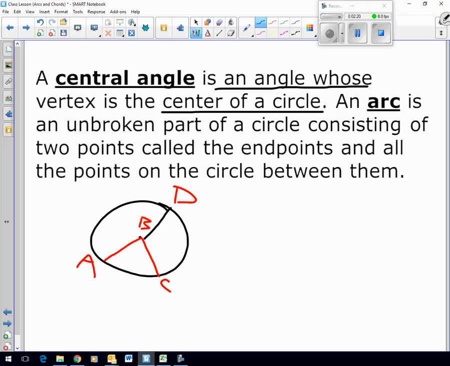So cool. Okay, anyway. An arc is an unbroken part of a circle consisting of two points called the endpoints and all the points on the circle between them. Really lengthy definition for something that's not that difficult. Here is an arc. An arc is the distance, the measurement along the rim of the circle. So AC is an arc.